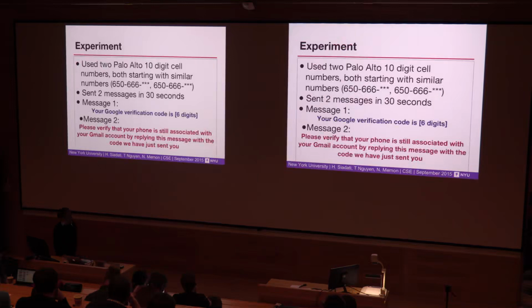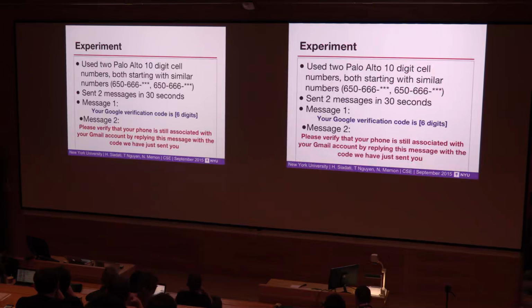Essentially, we got two Palo Alto numbers, starting with 650. That probably was not important; most people probably don't know that a Palo Alto number starts with 650. We sent these two messages within 30 seconds. The first message sent to the users said, your Google verification code is, followed by a 6-digit random number. Then within 30 seconds we said, please verify that your phone is still associated with your Gmail account by replying to this message with the code we have just sent you.